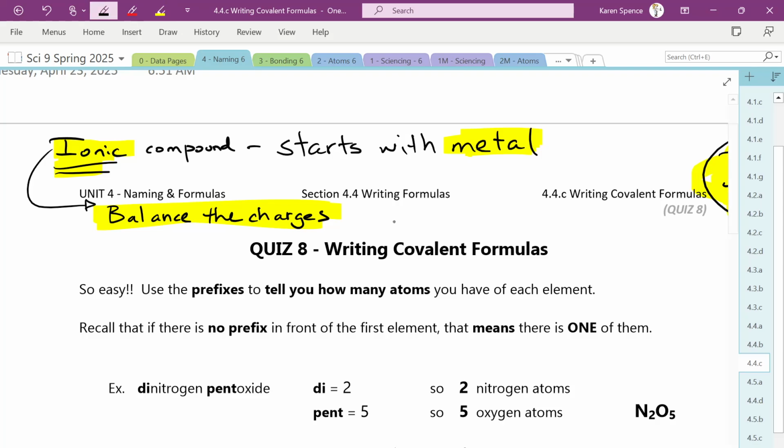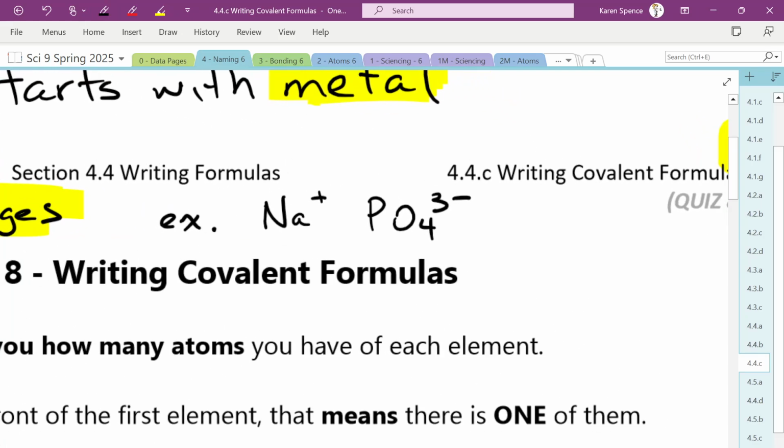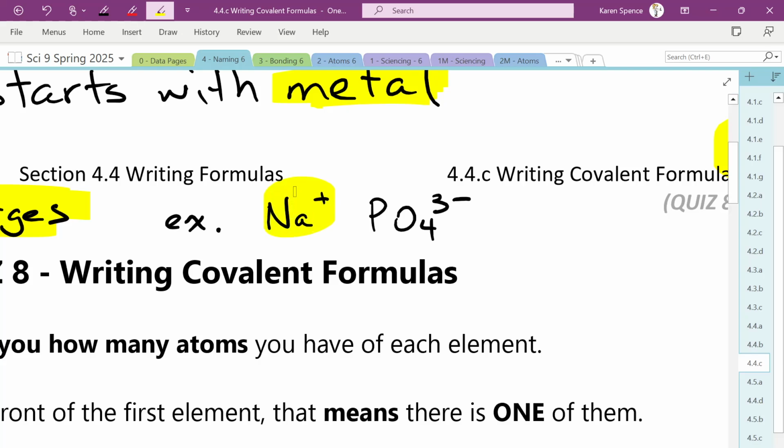And so, for example, what that might be like is if I gave you sodium, which is Na+, and I gave you phosphate, PO4 3-, how many sodiums would we need to balance out that phosphate? We would need 3 of them. So we would write Na3PO4. So those are the ionic compounds.